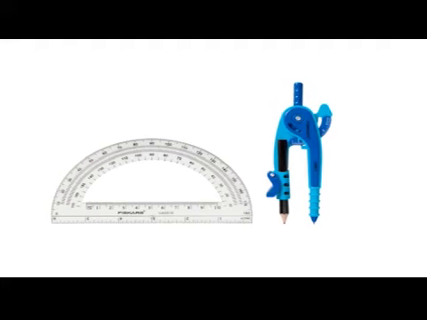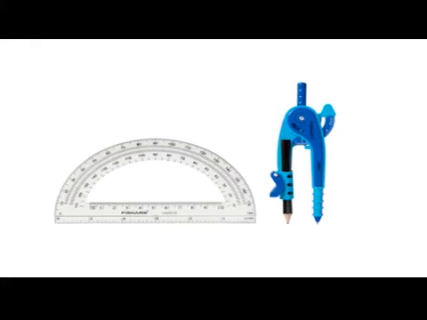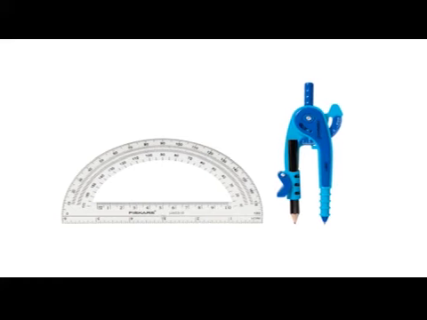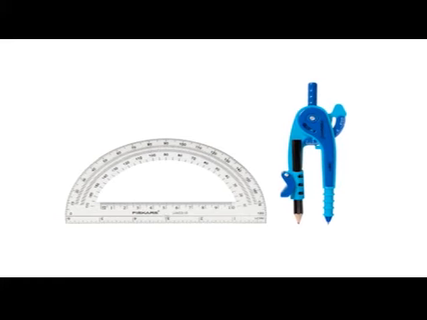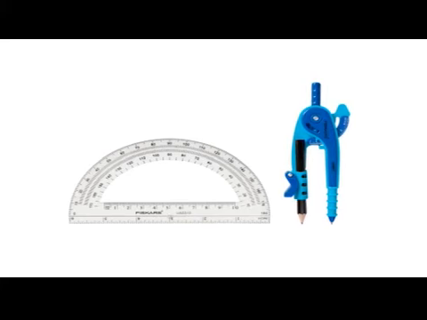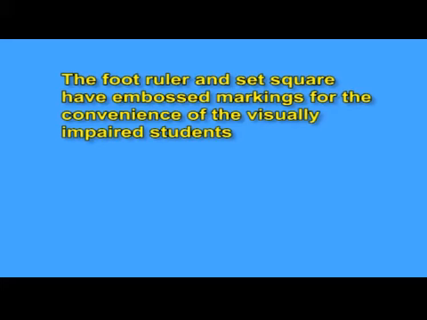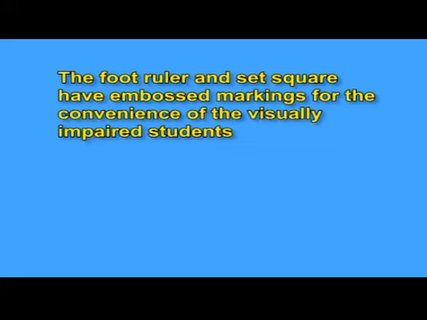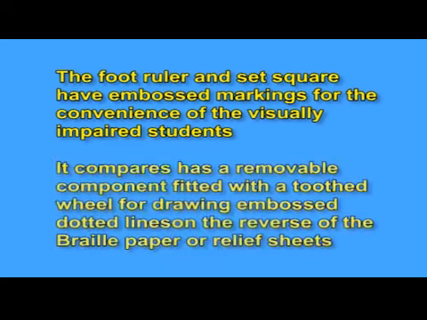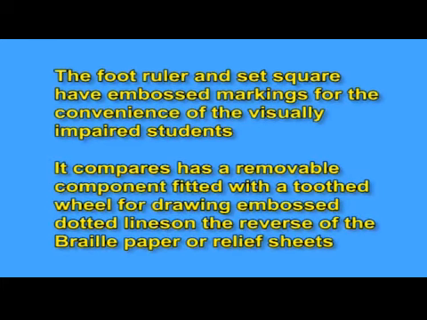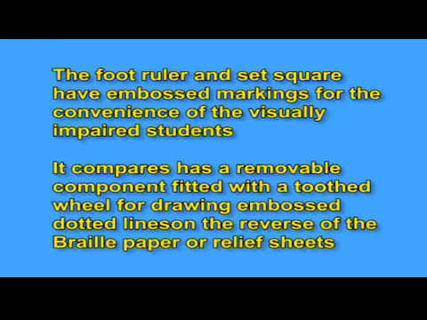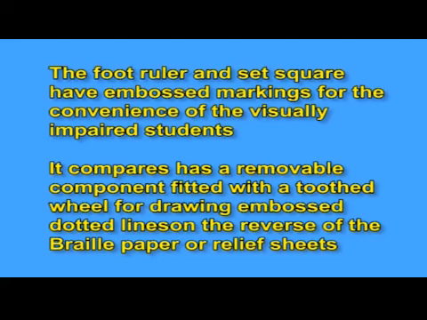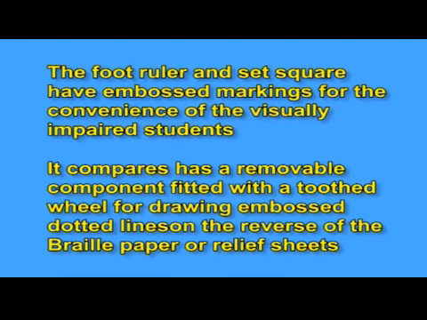Compass set, including a foot ruler, a protractor and a set square in nylon and a spur wheel. It enables visually impaired students to use the same techniques as their sighted counterparts. The foot ruler and set square have embossed markings for the convenience of the visually impaired students. The compass has a removable component fitted with a toothed wheel for drawing embossed dot lines on the reverse of the braille paper or relief sheets.